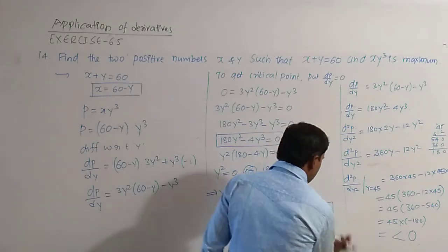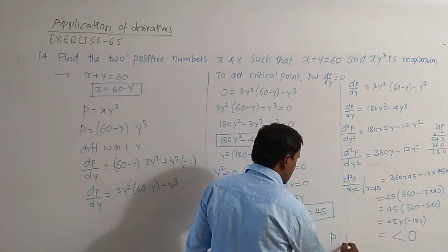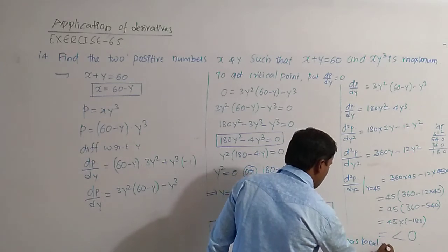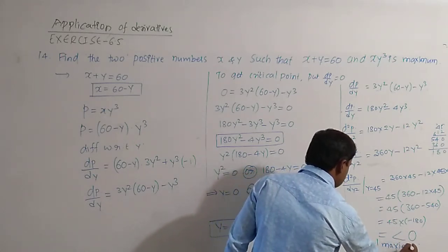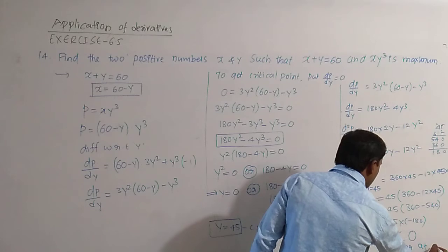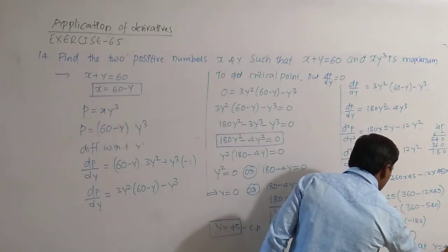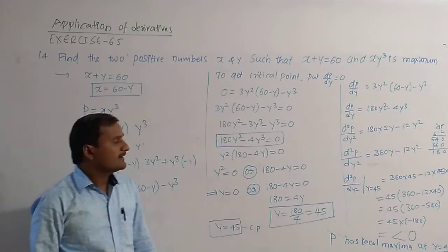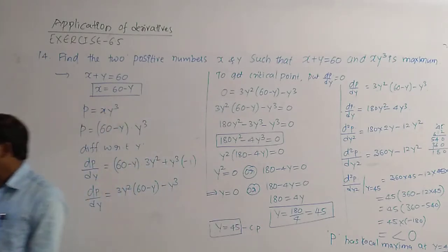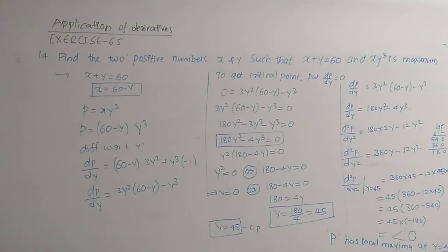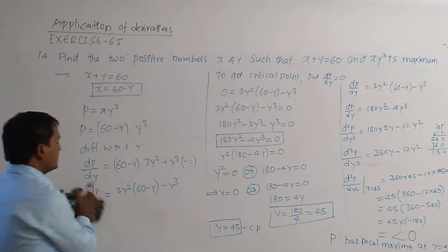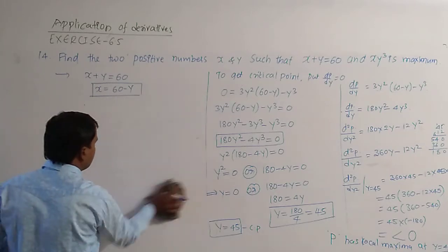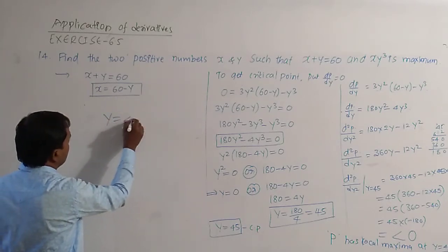So less than 0 means what is the answer? P has a local maximum at y equal to 45. So y equal to 45 is the critical point. Now we should find the value of x. After checking this, we got the value of y. So what is the value of y? y is equal to 45, right?